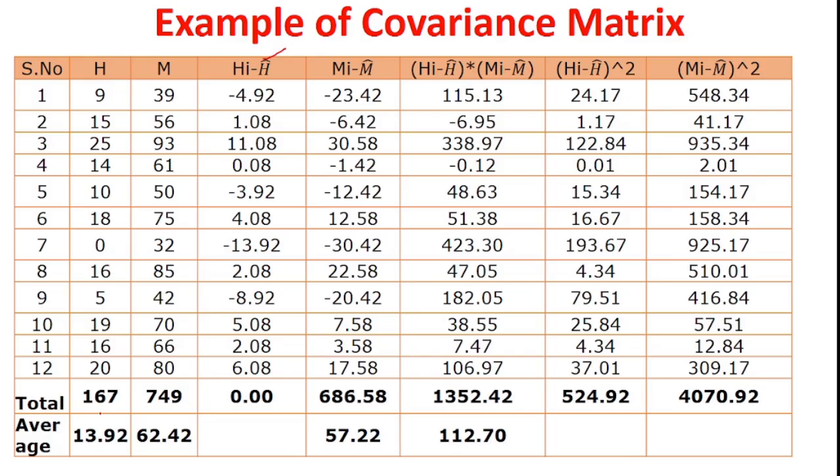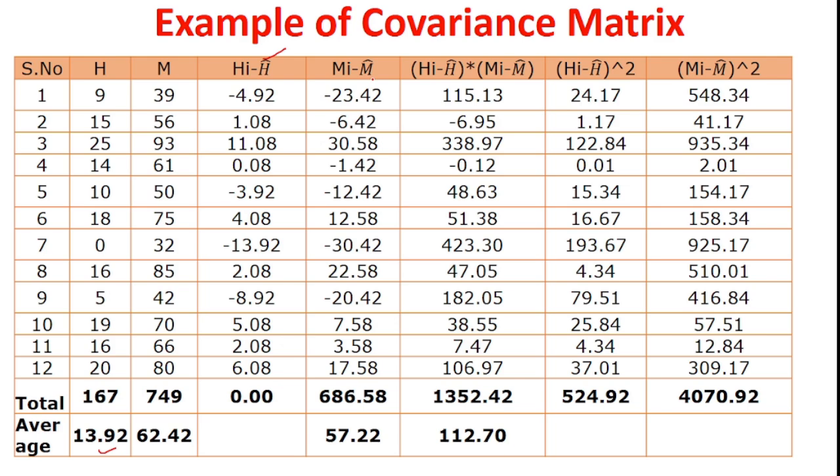The mean of H variable is 13.92. How does Hi minus H hat come? It is 9 minus 13.92, you will get minus 4.92. So 15 minus 13.92, you will get 1.08. In the same way, you just complete the remaining process.